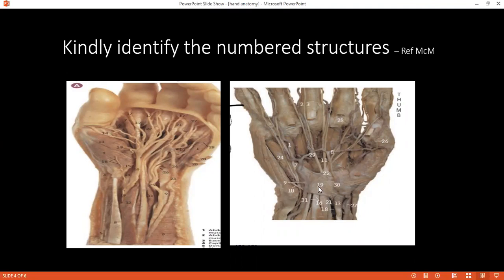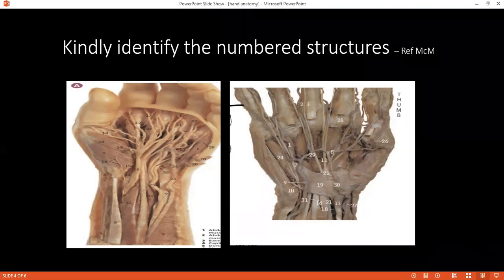If you can identify what is this 19? That's the flexor retinaculum. Can you please tell me the attachment of this flexor retinaculum? On the radial side, the pisiform and the trapezium. Sorry, on the radial side is scaphoid and trapezium. On the ulnar side is pisiform and hook of hamate.